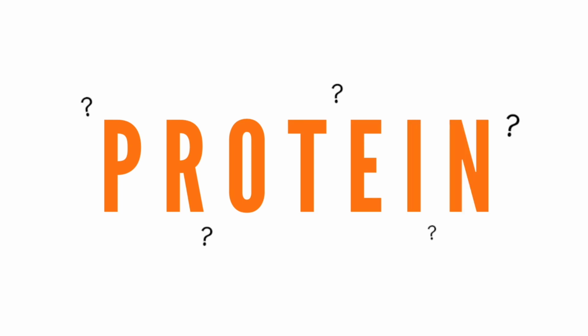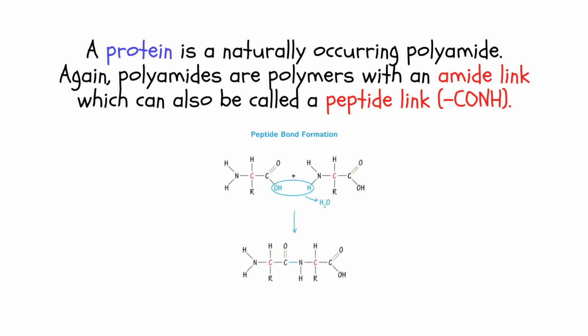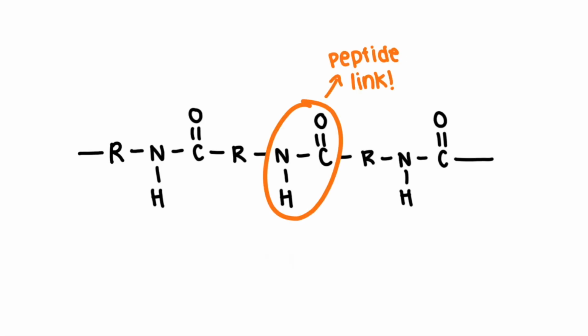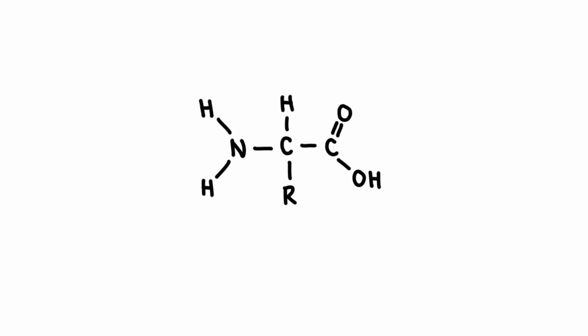But what exactly are proteins? A protein is a naturally occurring polyamide. Again, polyamides are polymers with an amide link, which can also be called a peptide link. This is the structure of a typical polyamide. In between the amide groups, you can see an R. This can be anything. However, in proteins, the R represents a single carbon atom that is connected to a hydrogen and an alkyl group. In your body, these proteins are made from monomers called amino acids.